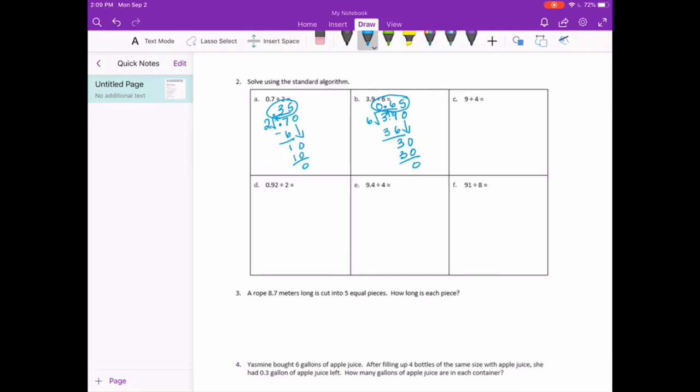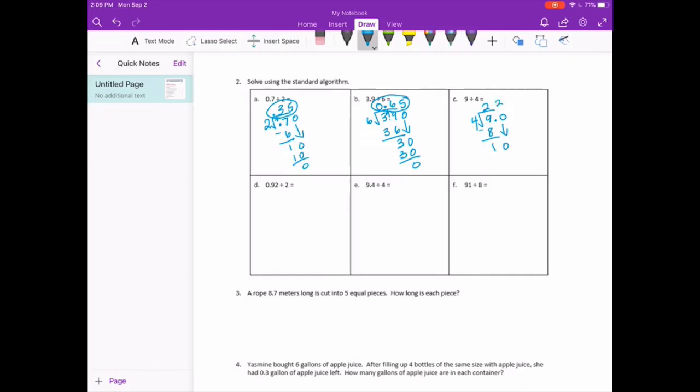9 divided by 4. 4 goes into 9 twice. 2 times 4 is 8. 1. Now, there's no decimal point here, but we can always add one at the end. So I'm going to add a decimal point, make it 9 and 0 tenths so that I can bring down the 0. 4 goes into 10 twice.